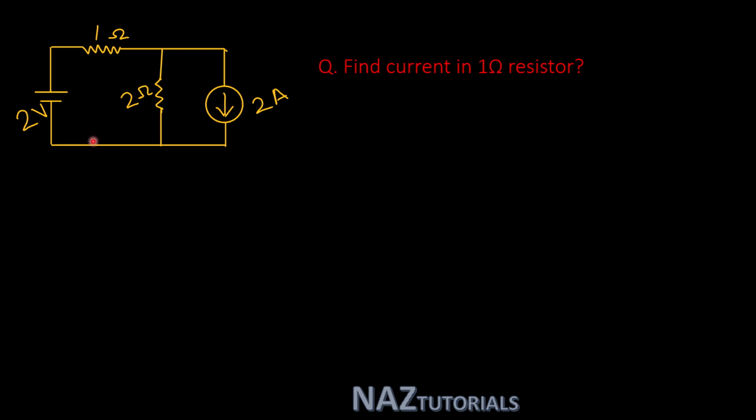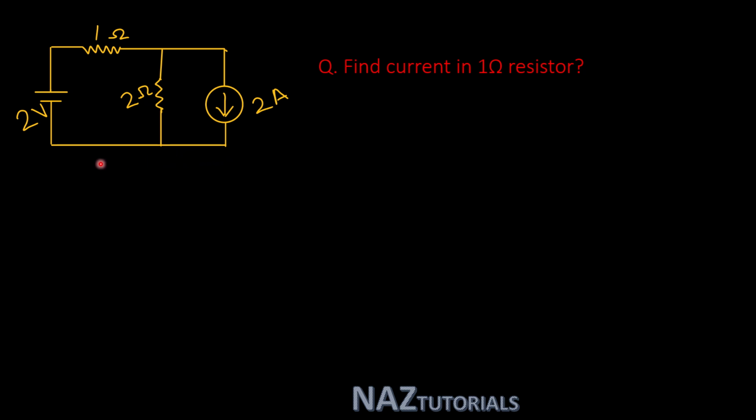Now our today's question is: for a given circuit, find the current in the 1 ohm resistor. For finding the current in any circuit element we have two basic methods. One is mesh analysis, the other is nodal analysis. For mesh analysis we have to apply KVL, and for nodal analysis we have to apply KCL.